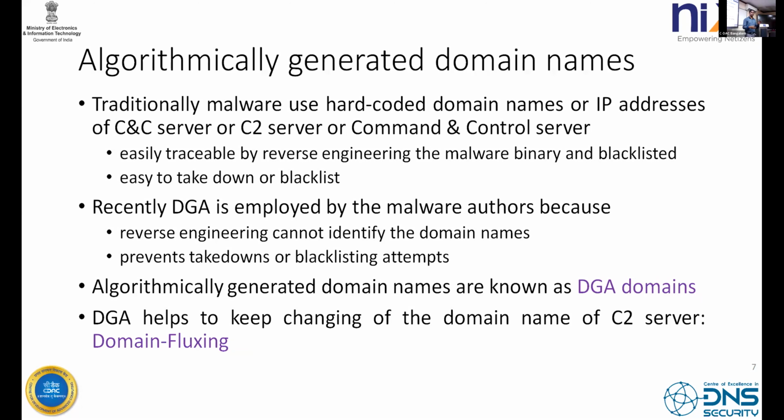Okay, I have a machine which hosts an internet resource. I keep on changing the domain name of that internet resource machine, right? Meaning I'm changing the internet identity of that machine, making it difficult to trace, right? That is what is domain fluxing. So DGA is basically used for domain fluxing activities.